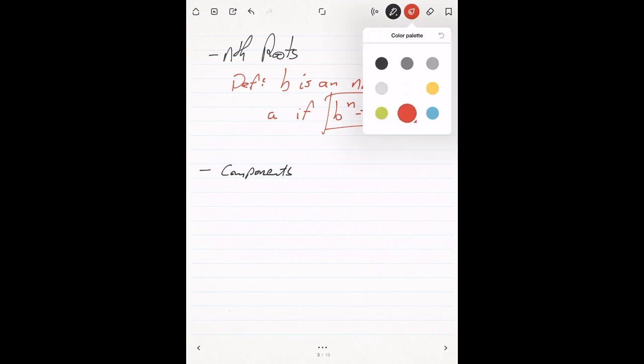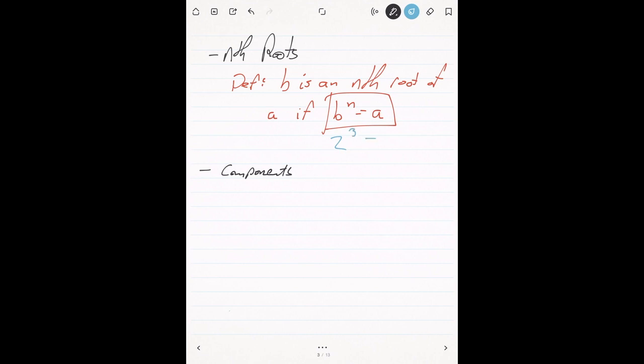So for example, let's try something like cubed. If I take the number 2 and I cube it, I raise it to the 3rd power, we get 8. So we could say 2 is the cube root of 8. We say it's the cube root of 8 because if we cube it, or raise it to the 3rd power, we get 8.